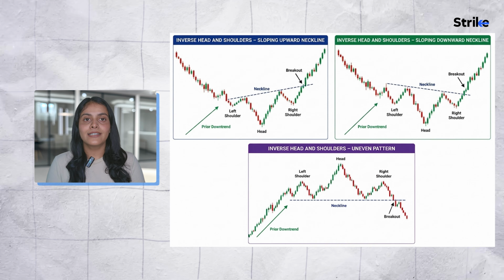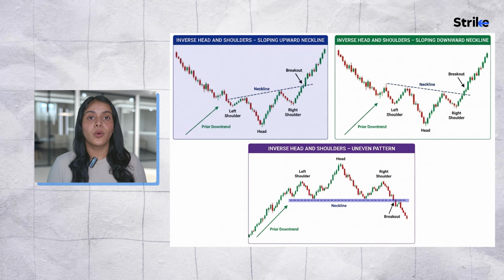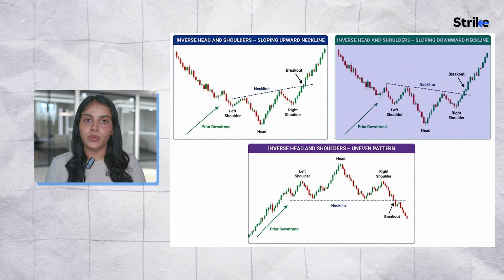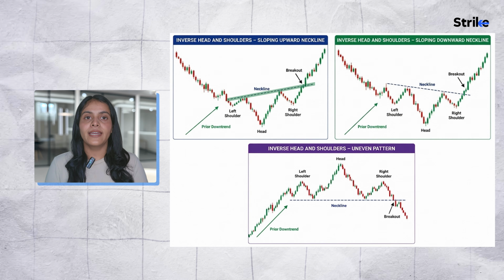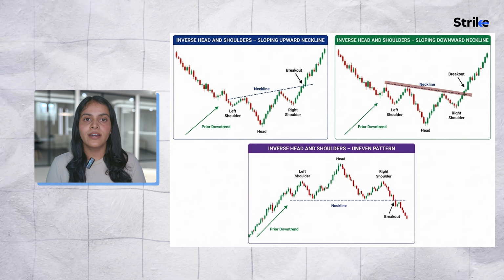So does the neckline need to be horizontal? The neckline does not only need to be horizontal. The neckline can be horizontal, sloping upwards or even sloping downwards. But generally, an upward sloping neckline is considered more bullish. A downward neckline may indicate weaker momentum.